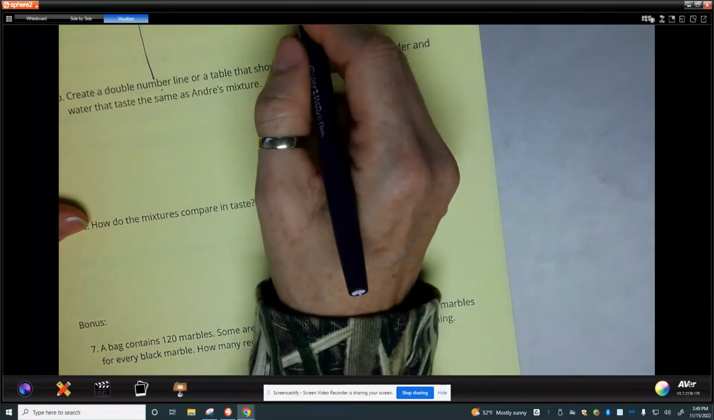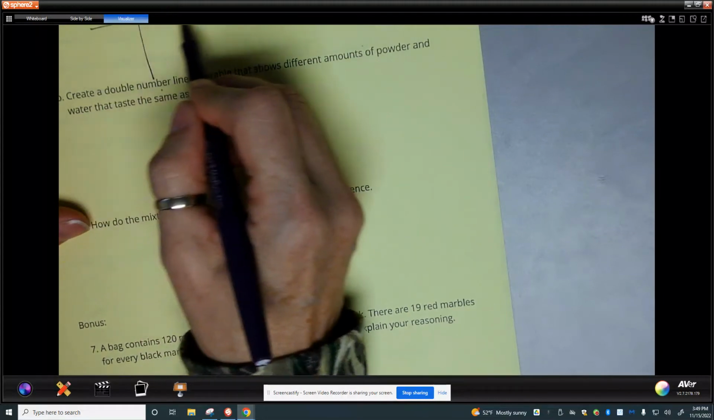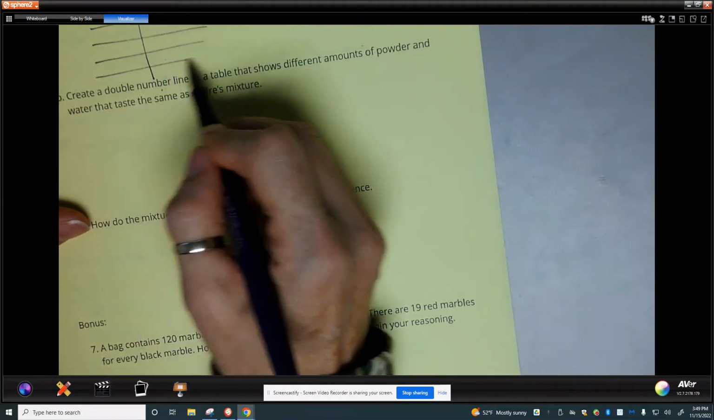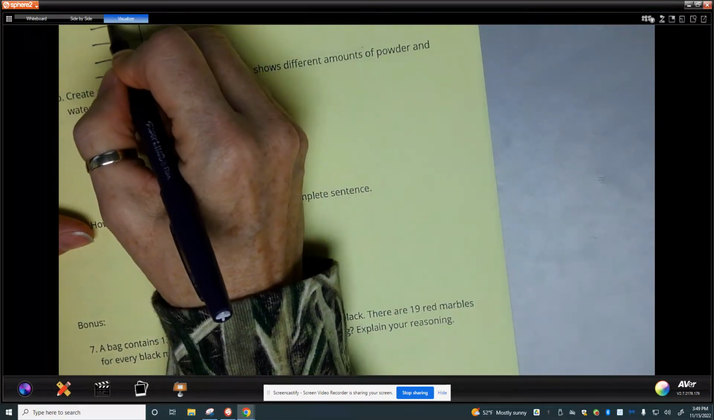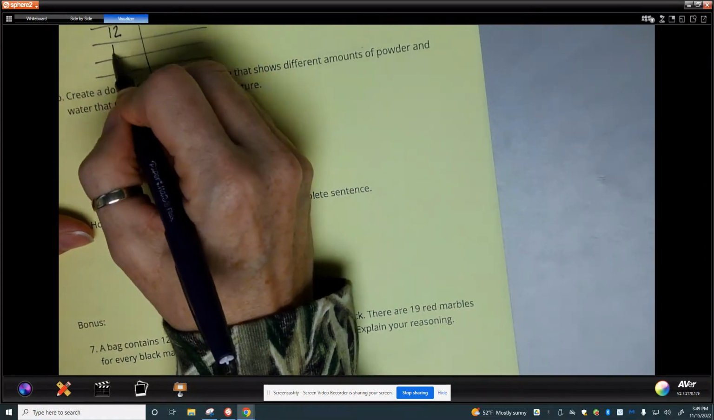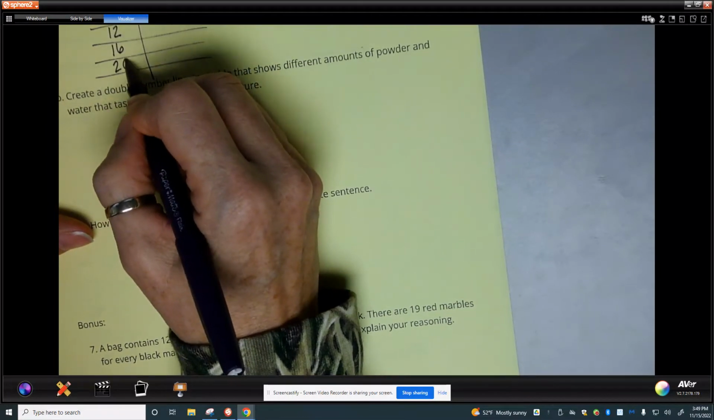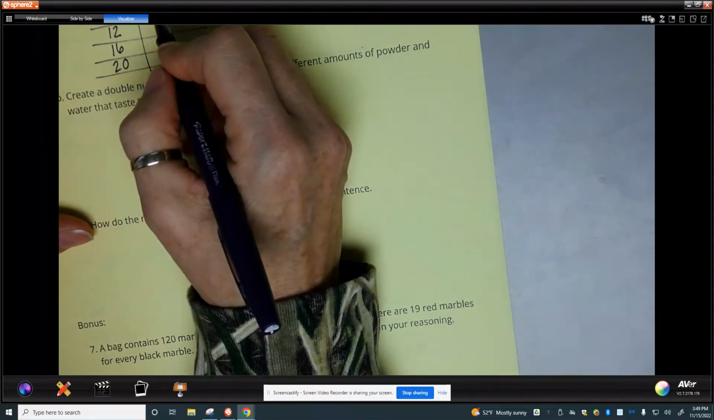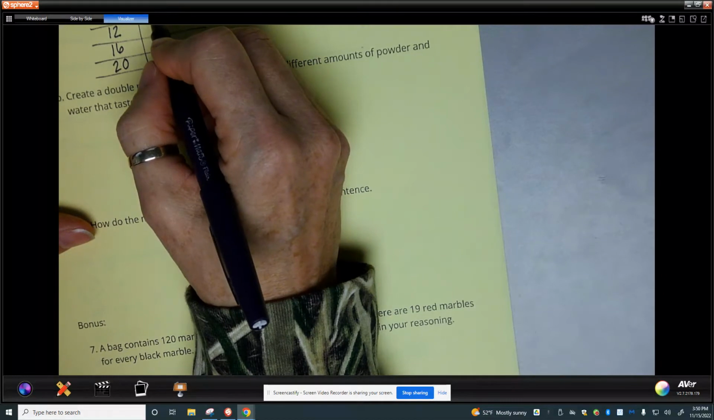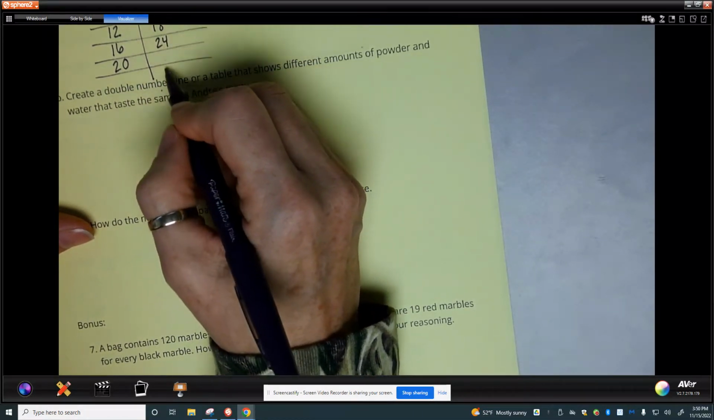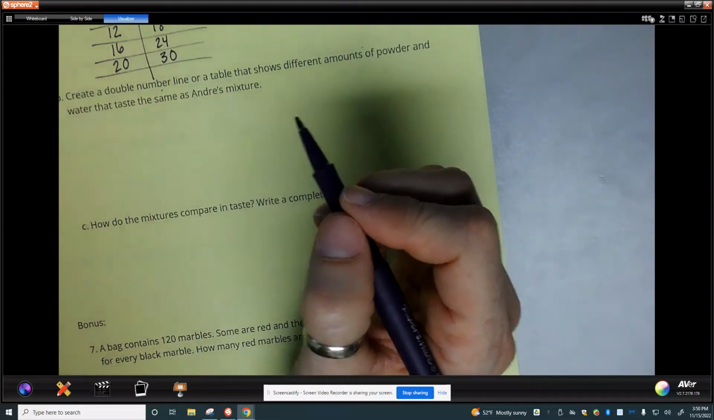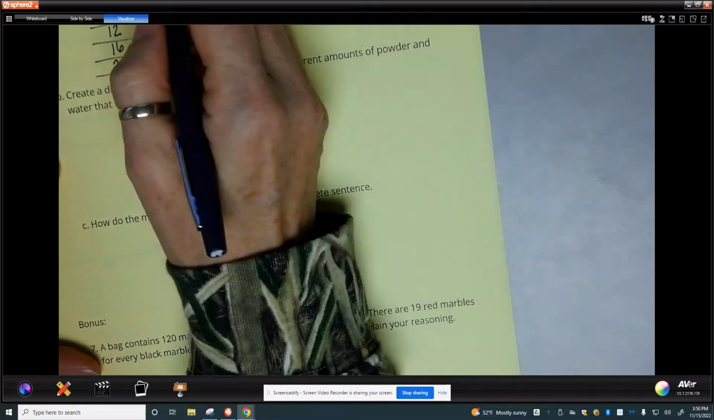And it says make several different amounts. And I want to go far enough that I'm going to have something in common with Andre. So I'm going to go 4, 8, 12, 16, 20. And we'll see how far I go. And then I have 12, 18, 24, 30. That looks about right. And for Andre, it's a 5 to 8.